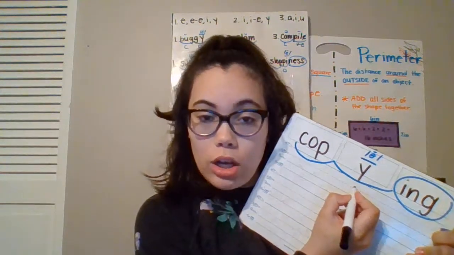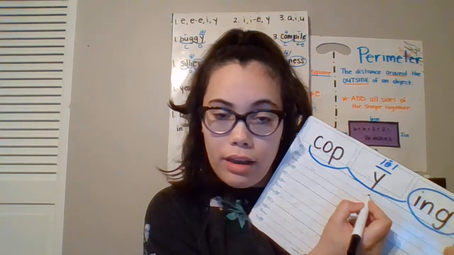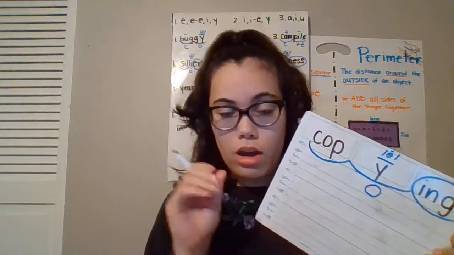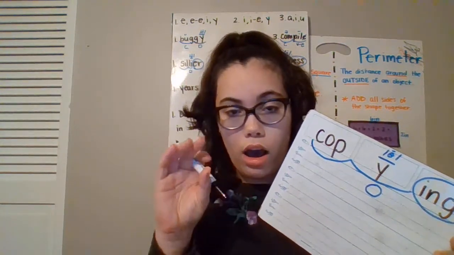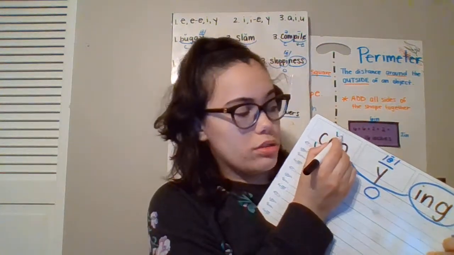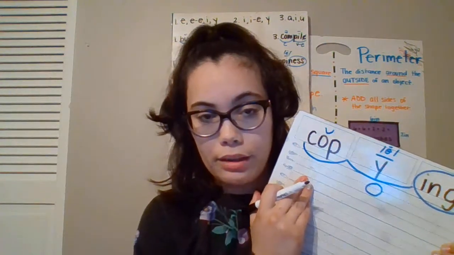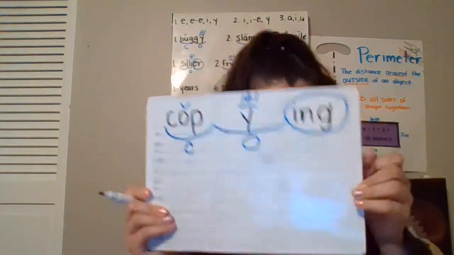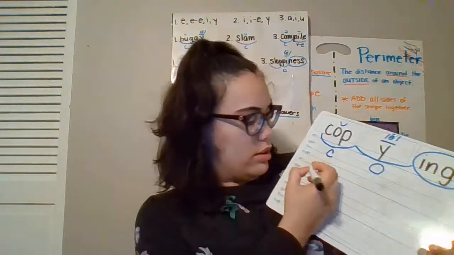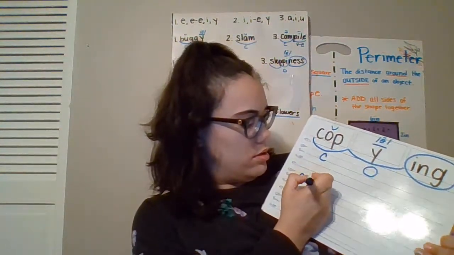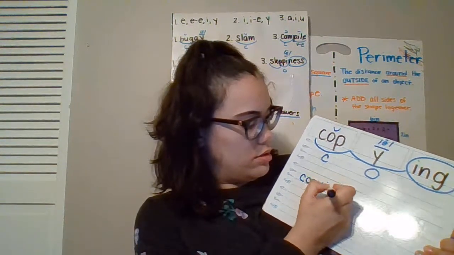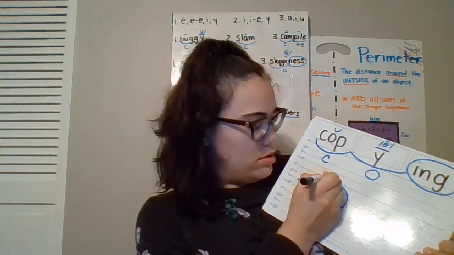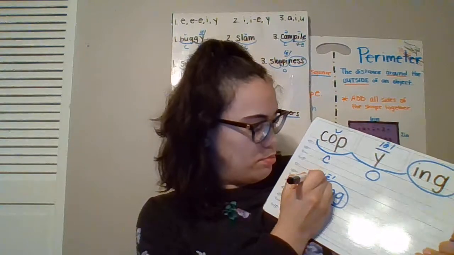Now, because it makes a long vowel sound at the end of a word or syllable, it is an open syllable. What's cop? Well, it's making a short O sound, so it's a vowel, and then it's closed in by a consonant, so it's a closed syllable. So if I were to put this all together, it would look just like that.